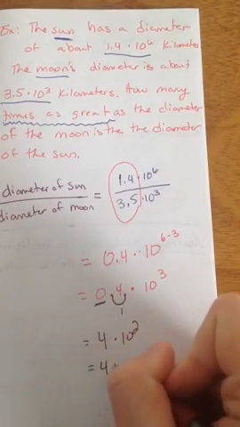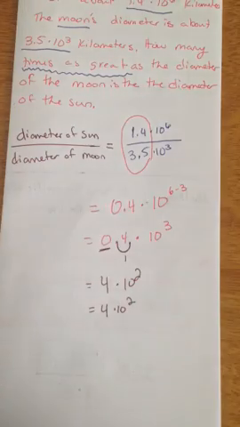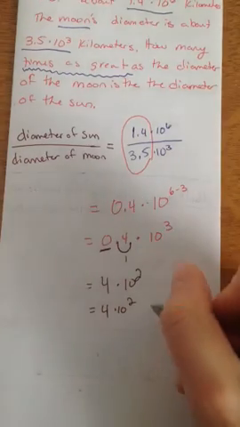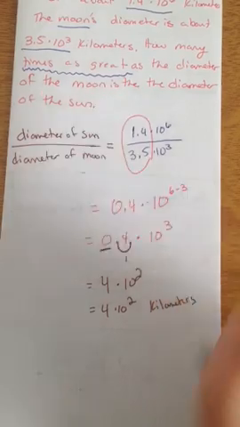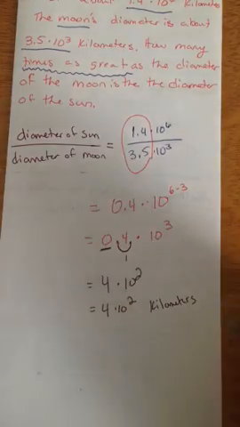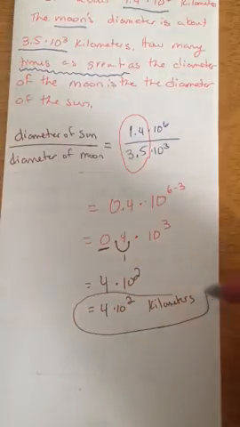Let me rewrite that answer just to make it look like an actual exponent there. So 4 times 10 squared kilometers should be my unit. We should always put units when they give them to us. This would be my final answer here.